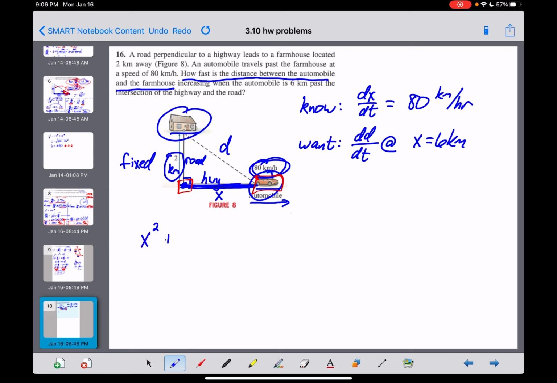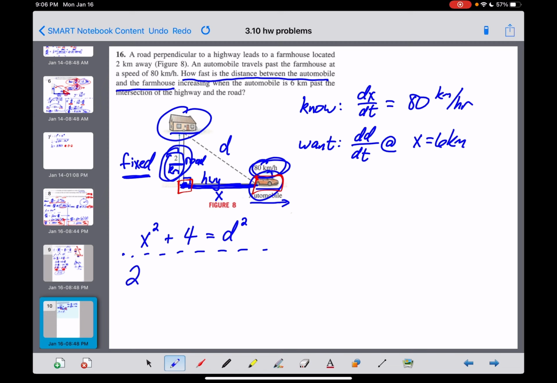x squared plus, now again, this leg is fixed. It doesn't change in the course of this problem. So we can go ahead and square the 2 to get a 4, and that equals our hypotenuse squared, d squared. Remember, guys, one more time, that 2 is fixed. It is not a time-specific value. So it's okay to use that before we have differentiated, and we shouldn't get in any trouble that way. All right, now let's differentiate this with respect to time.